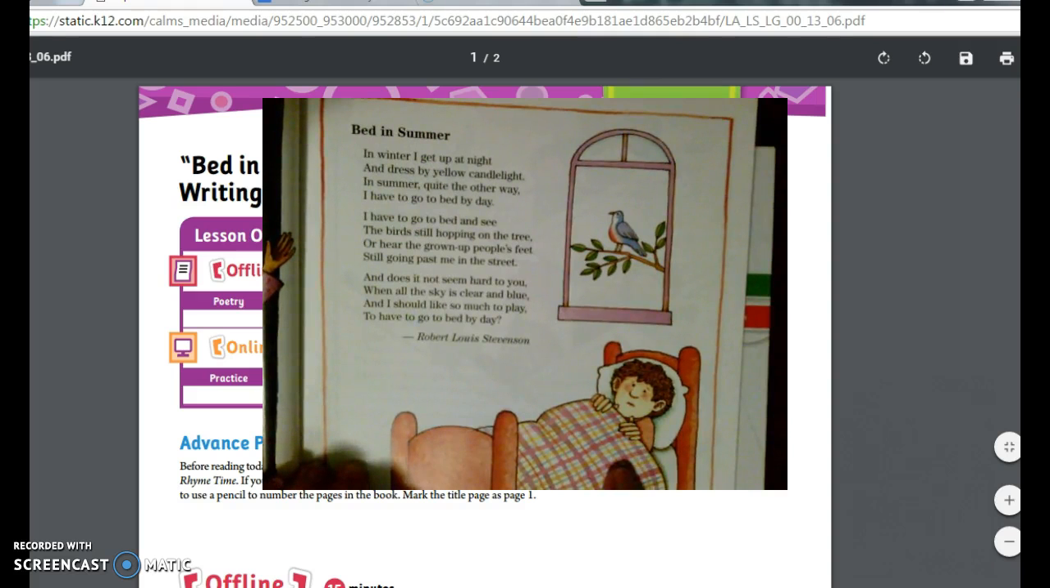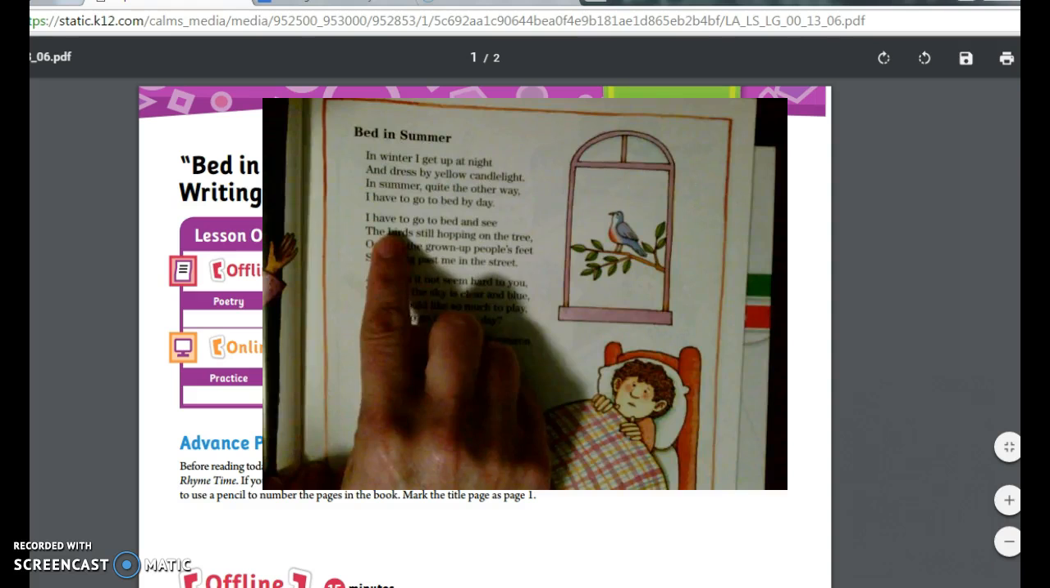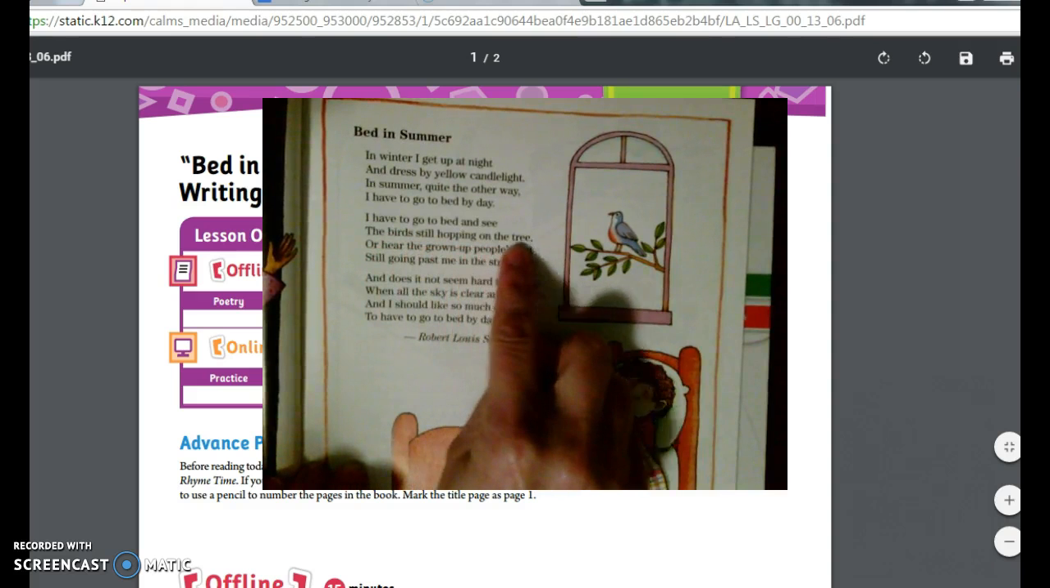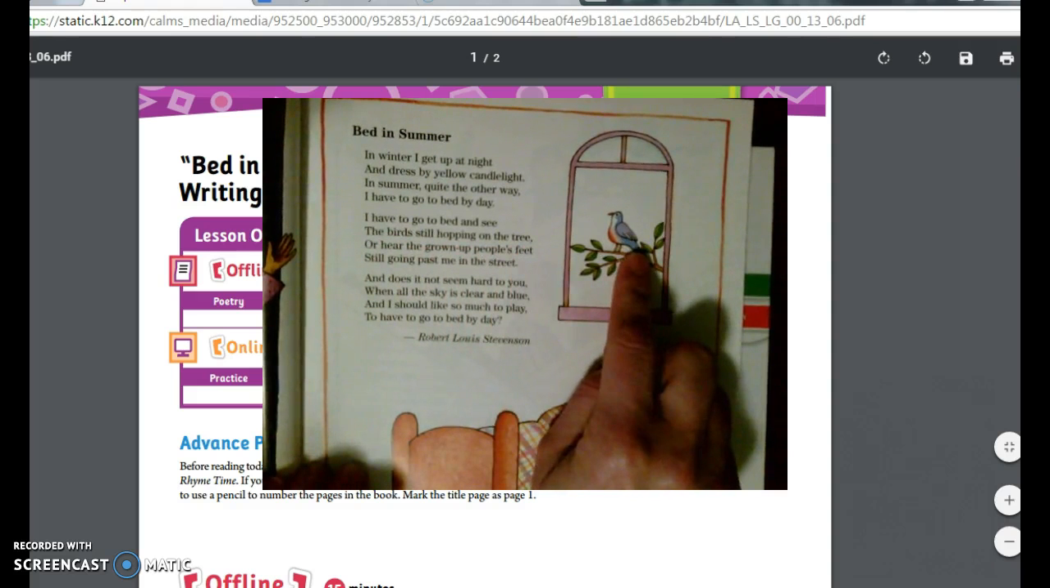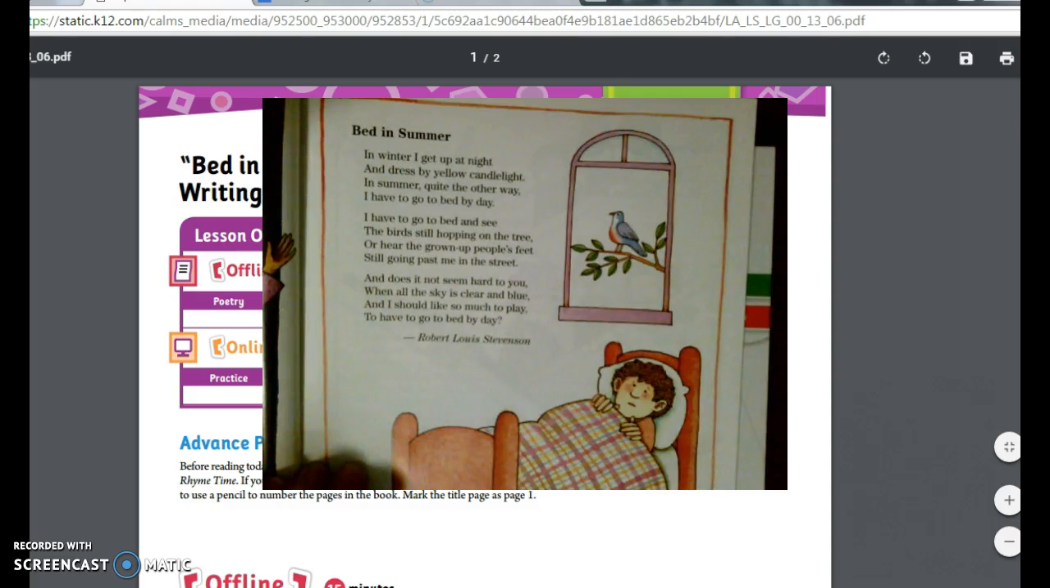Now, let's look at this picture, and if you see this part here where he says the bird's still hopping on the tree, that illustration is matching that poem. That illustration goes very well with that poem.